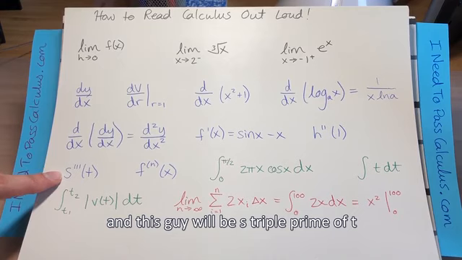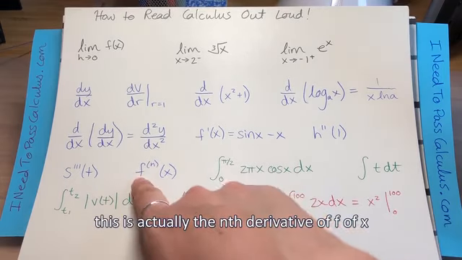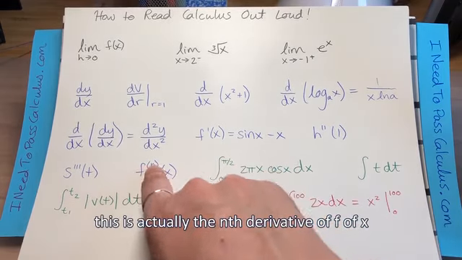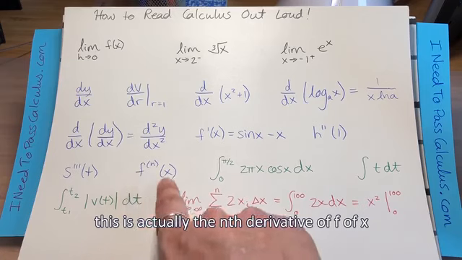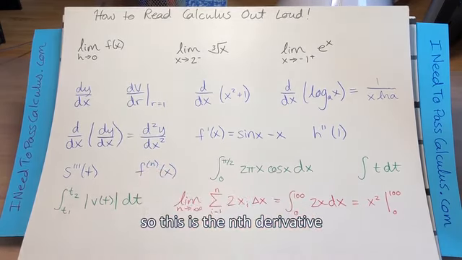And this guy will be s triple prime of t, so the third derivative. This is actually the nth derivative of f of x. So this is the nth derivative.